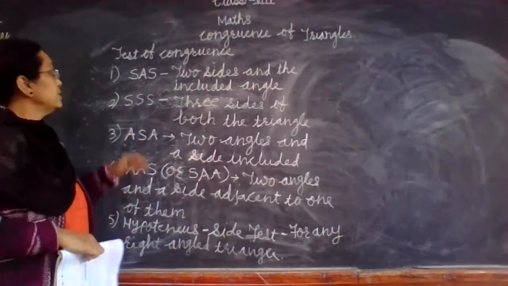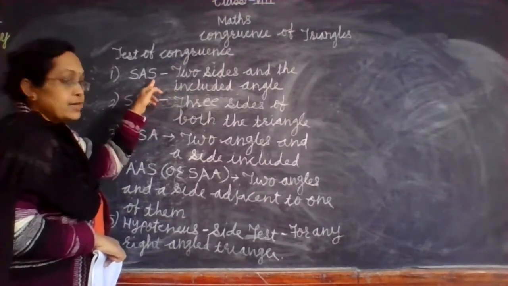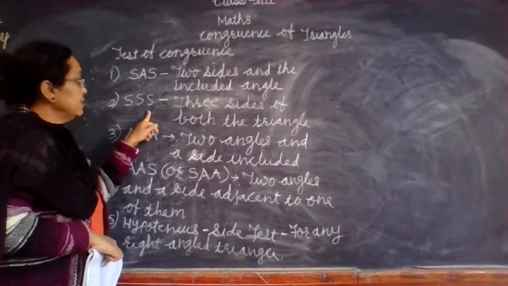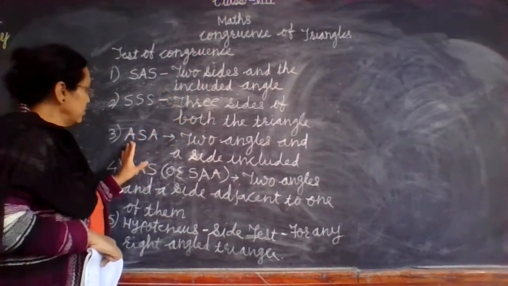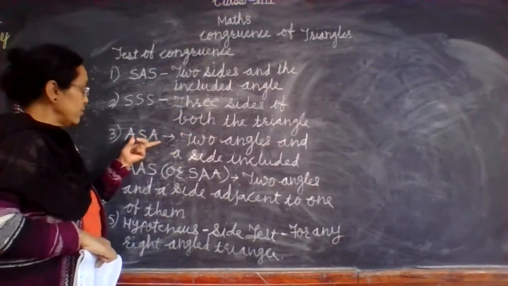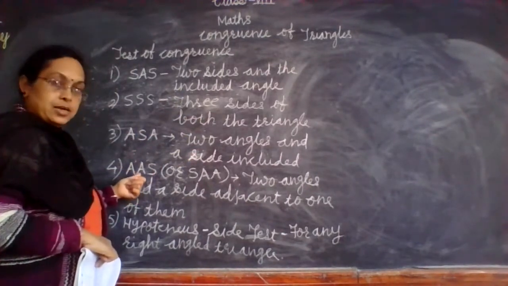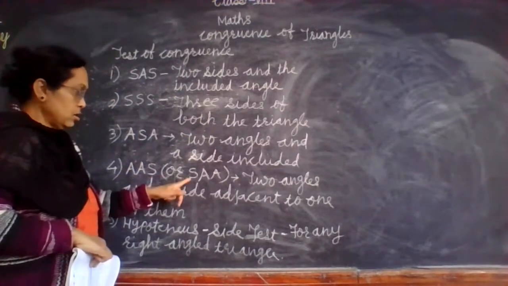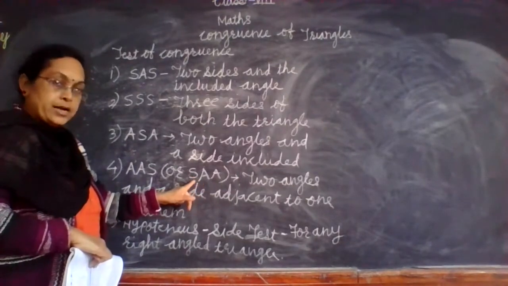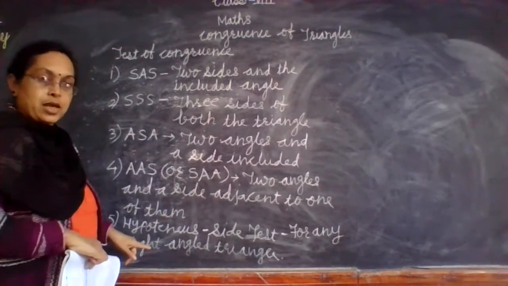Now these are the tests. Let us revise. Side angle side, two sides and an angle included. Side side side, that is three sides of both the triangles, we see here. Then ASA is two angles and the side included in between those two. Then AAS means two angles and the adjacent side to it. In this sequence also you can follow a side and adjacent to that both the angles. And the last one is the hypotenuse side test.